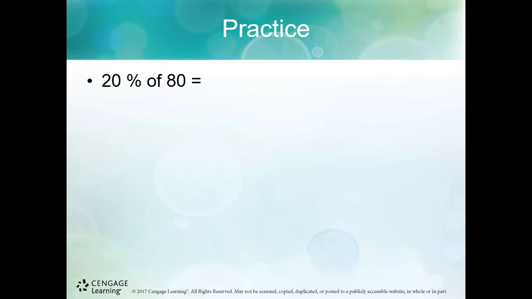So 20% times 80 is 16. That would be 0.2, 20 hundredths, times 80. And actually it would be 0.2.